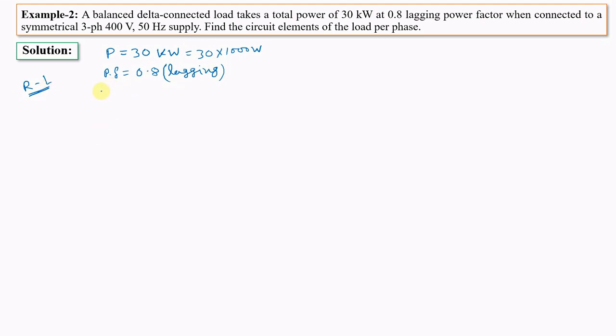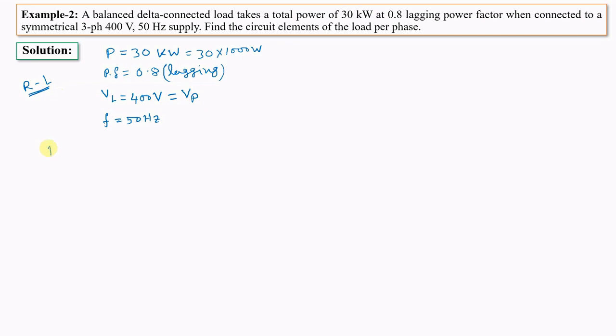Then the line voltage is given, VL, it is 400, and we know that in a delta connected system the line voltage is also equal to the phase voltage, that is V phase, and also the frequency is given, that is 50 Hz. You have to find the circuit elements per phase, that means the resistance and inductance of the phase, per phase resistance and inductance.